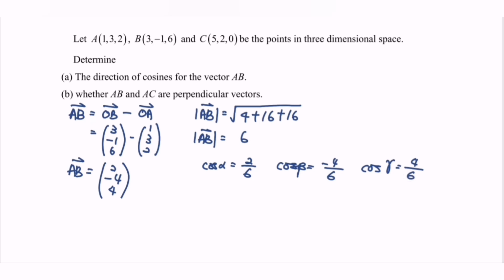Kindly simplify. So cos alpha is equal to 1 over 3, followed by cos beta is equal to -2 over 3, and finally cos gamma is equal to 2 over 3.